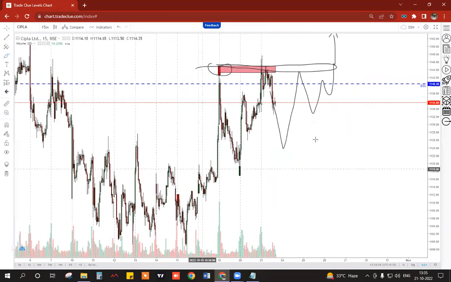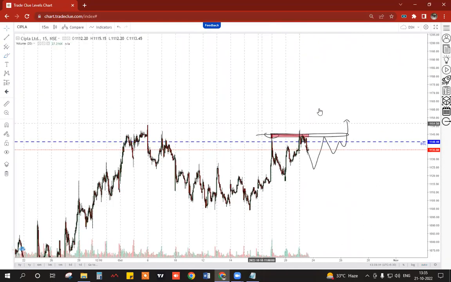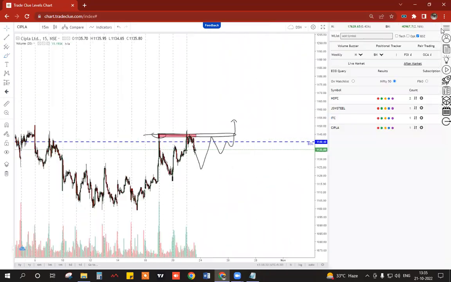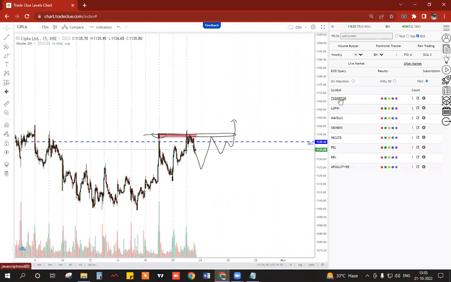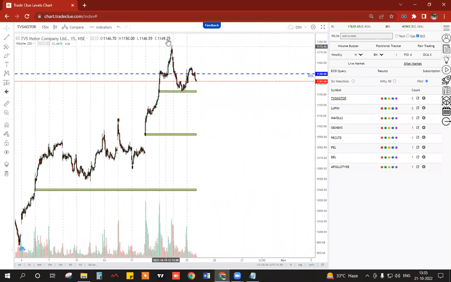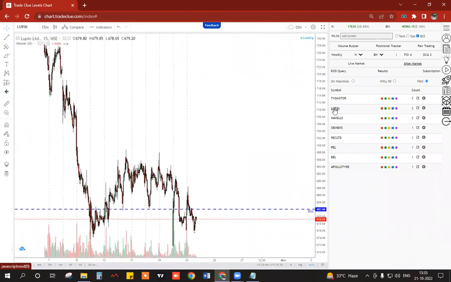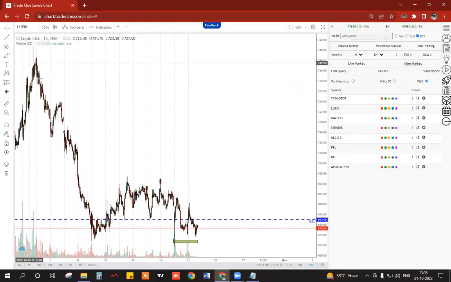So trading these bands from your volume buzzer scanner, I just need this kind of structure over it. So that's how we will be pretty much interested to take the trades onto this thing. Now TVS Motor, obviously it has been up since there is no red or green band. It is continuously on the uptrend. So we are not pretty much interested in TVS. Lupin, it has already fallen and then there is a green band. I'm not interested to sell.